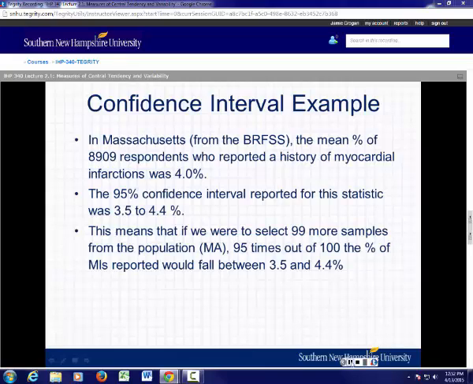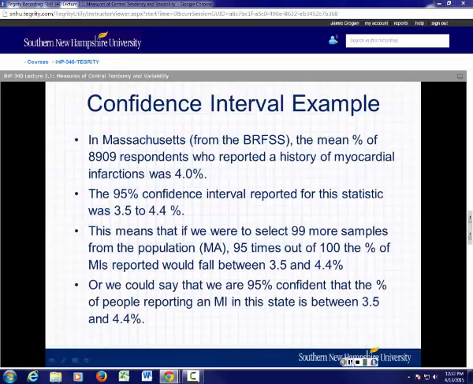So this means that if we were to select 99 more samples from the population, which is the adults in the state of Massachusetts, we would find that 95 times out of 100 samples, the percent of myocardial infarctions would indeed come out between 3.5 and 4.4%. So the first sample that was drawn was these 8,909 people. They had a heart attack rate of 4%. If we were to redo this survey 99 more times by selecting 99 more samples and then asked them this question about heart attack rate, we would find that about 95 times out of 100 the sample's heart attack rate would come out to be somewhere between 3.5 and just about 4.5%.